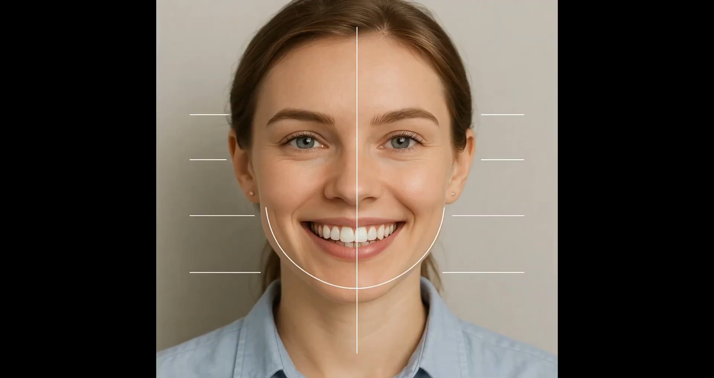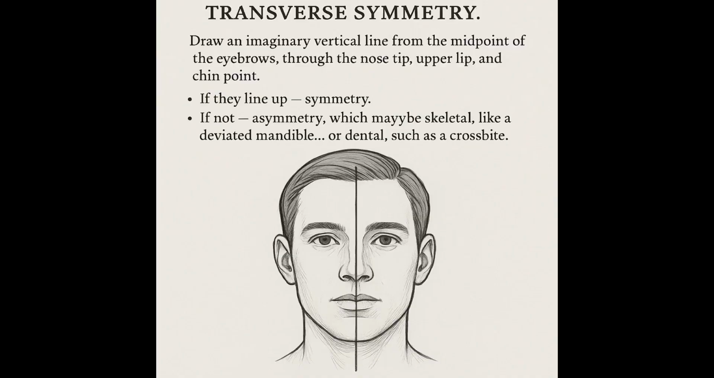Transverse symmetry. From the front view, we evaluate transverse symmetry. Draw an imaginary vertical line from the midpoint of the eyebrows through the nose tip, upper lip, and chin point. If they line up, symmetry. If not, asymmetry, which may be skeletal, like a deviated mandible, or dental, such as a crossbite.